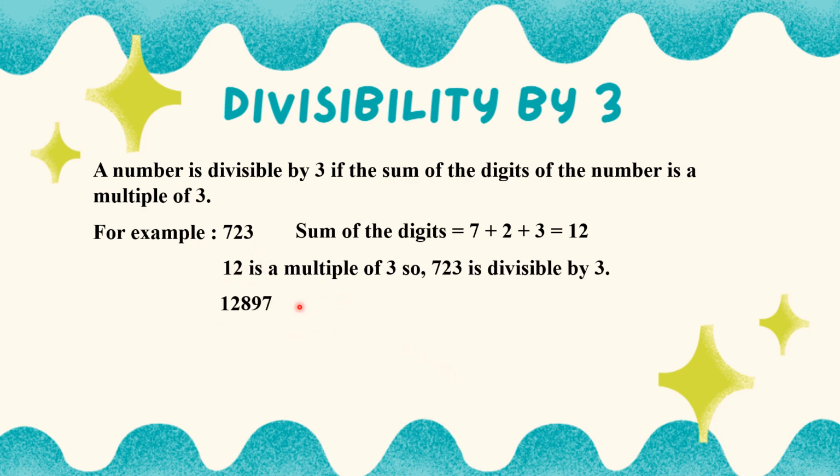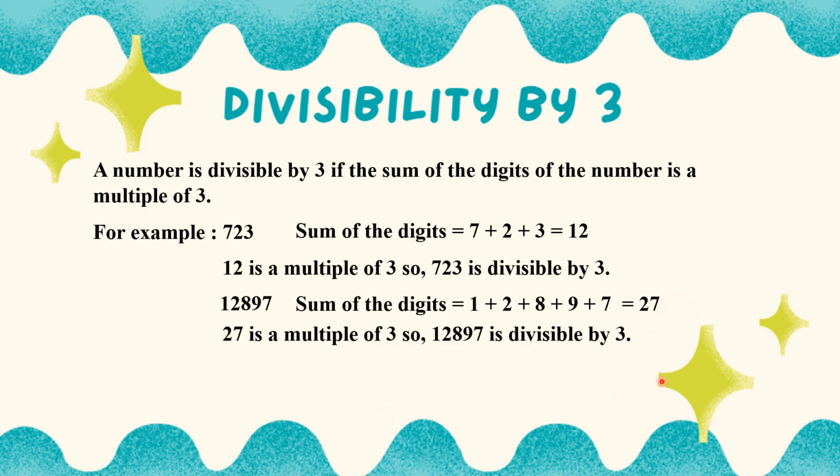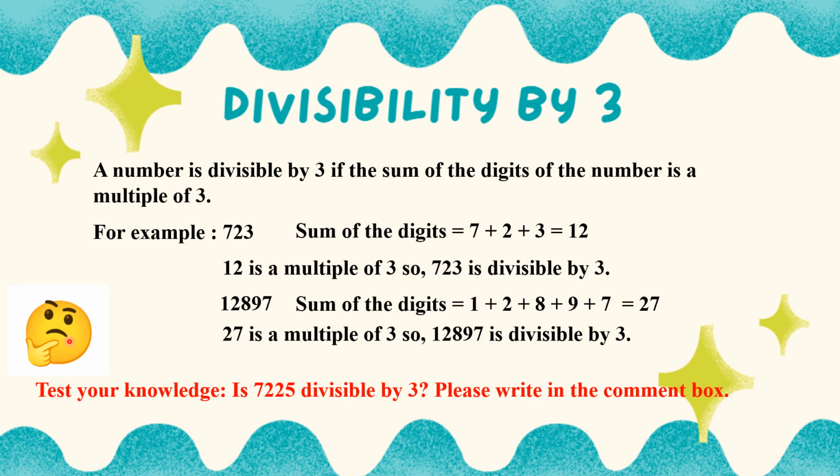Now I have taken another 5-digit number. This number is looking so big, and if you divide it to see whether it is divisible by 3 or not, it is going to take more time. So we have to apply the divisibility rule here. Just add the digits. When you add all the digits, you will get 27. And 27 is a multiple of 3. So this number is also divisible by 3. Now I have one question. You have to check whether 7225 is divisible by 3 or not. You have to apply the divisibility rule and write your answer in the comment box.